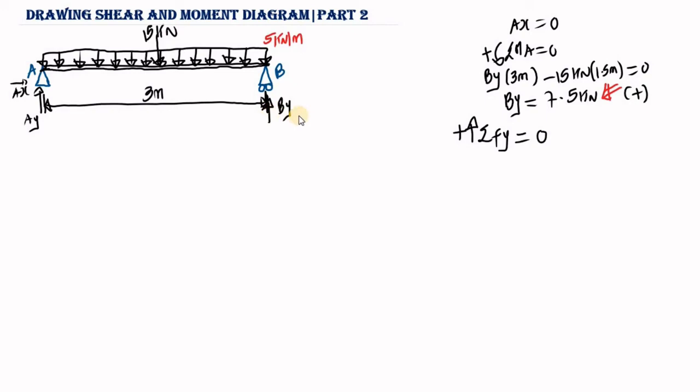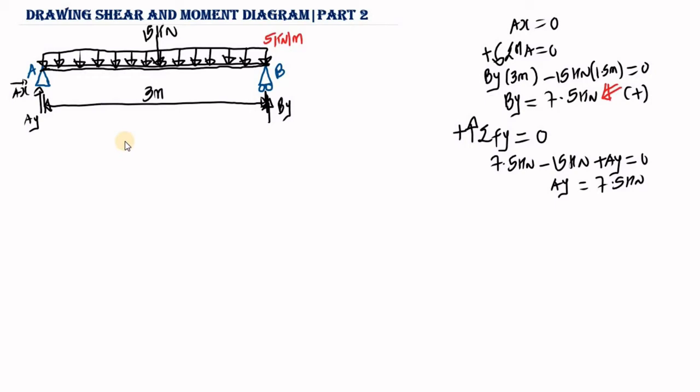So let's do the same here. We take the summation of all the forces in the y direction equal to 0, with forces acting upward positive and forces acting downward negative. BY is acting upward, which is 7.5 kilonewton. Then we have 15 kilonewton acting downward, so it is negative 15 kilonewton. Then we have the force AY, which we want to calculate, acting upward, so it is positive AY, and this equals 0. So 7.5 minus 15 gives us negative 7.5. If we move this to the right side, we get AY equal to 7.5 kilonewton.